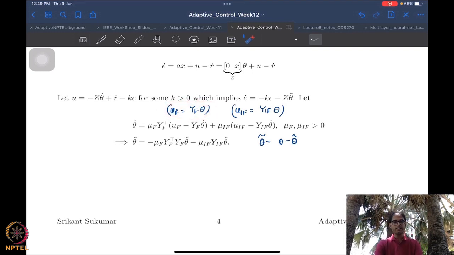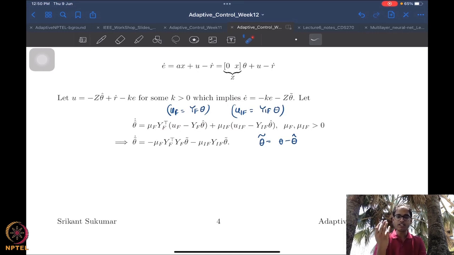If we did not write it in this regressor parameter form initially, which was y theta equal to u, we did not do this over-parameterization, I would not get uf equals yf theta or uif equals yif theta. Right? And because I did that, notice the uf is implementable because it is just a one-layer filter of u, and uif is just filtering uf. So obviously these are all implementable quantities.